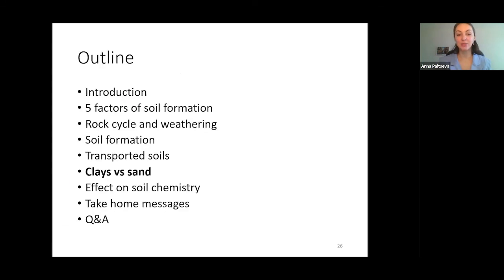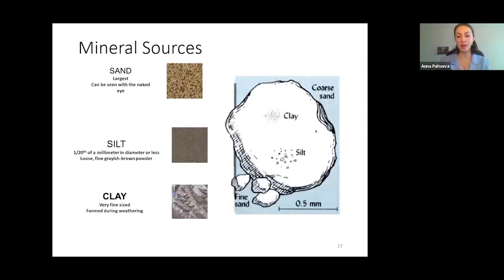Okay, so I mentioned sand and clay, and most of you already answered correctly that clay is the smallest particle size, silt is the medium, and sand is much greater. So sand is the largest. You can actually see it with your naked eye. I compared it to brown sugar. You can see it, and you can feel the grittiness.